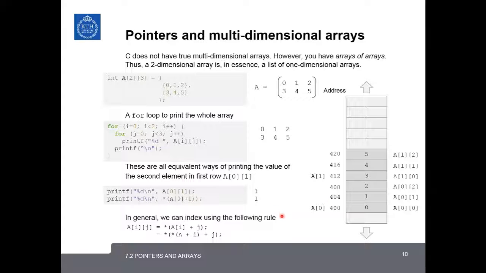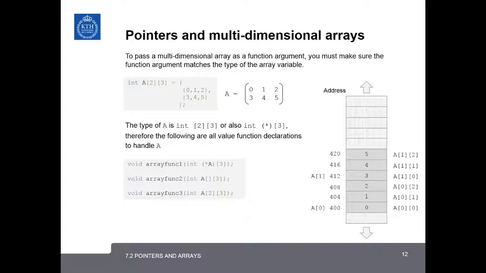In general, we can do indexing using pointer arithmetic using the following rules. A[i][j] is equal to *(A[i] + j), or *(*(A + i) + j), where inside of that is star, A plus i.